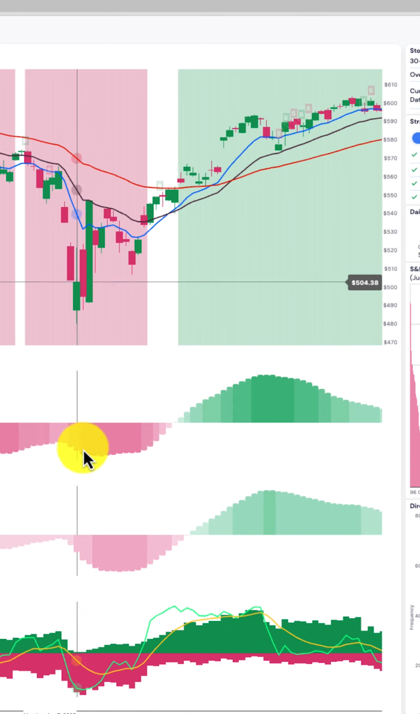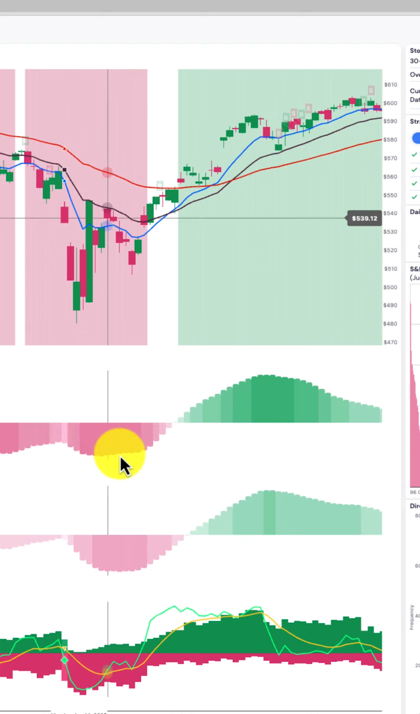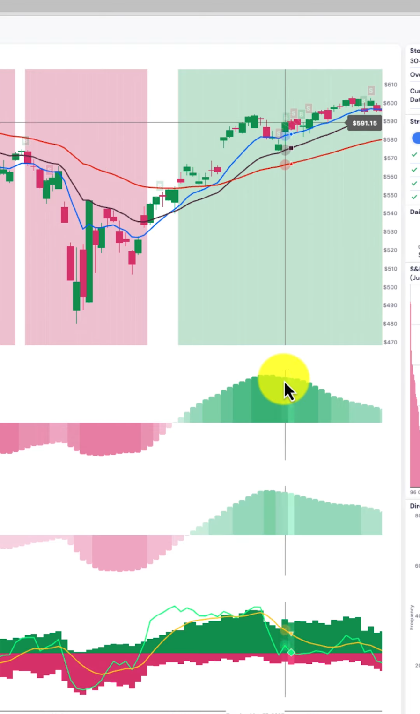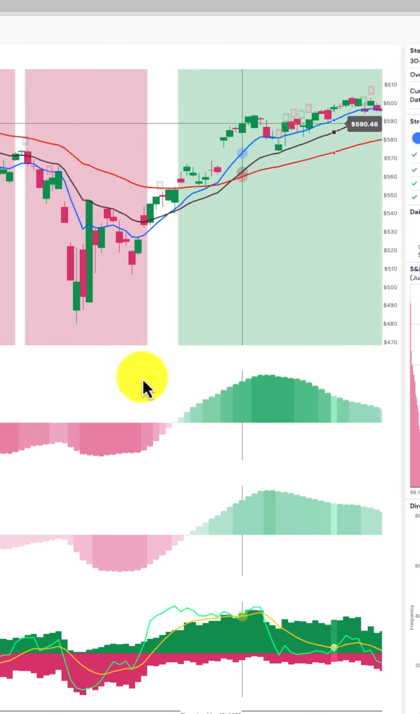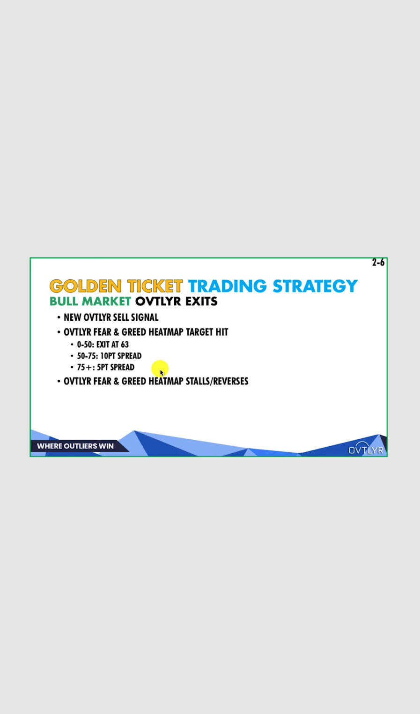So inside of Outlier, this is measuring our fear and our greed levels. And so if it's anywhere from 0 to 50, I will look to exit at 63. Now that's not just arbitrary. This is a back-tested data point that I found to be the most reliable as far as what I had seen, right? Of course, it's never perfect for anything that has 0 to 50 fear value.